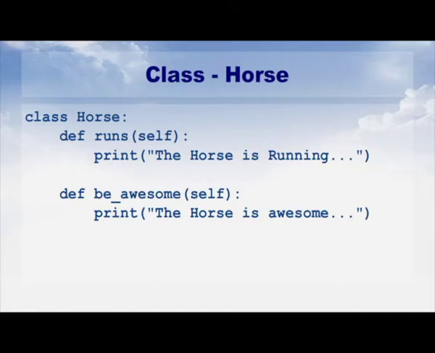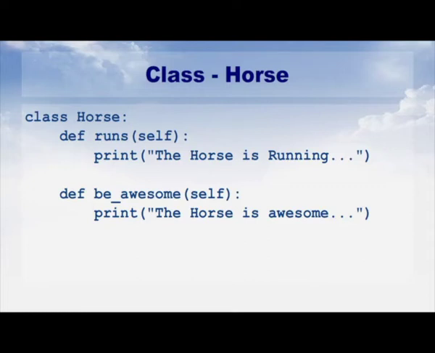So, in our case we have a class called horse, and we have defined two methods in this class. One is runs, because you know that a horse actually runs. So, we have a method called runs, def runs, and then you know that horses are very handsome, or sometimes we call them awesome. So, we have another method, be awesome, that is again another method for the horse. To make the explanation simple, our example contains only two methods.